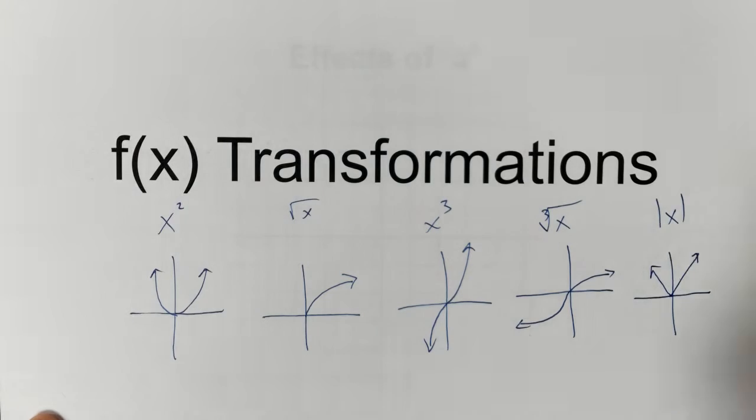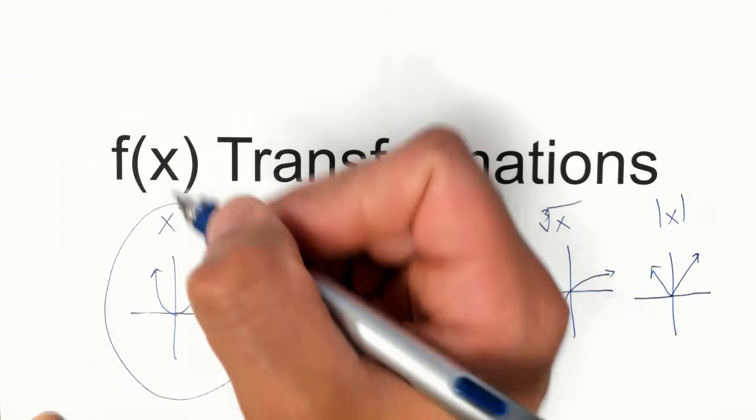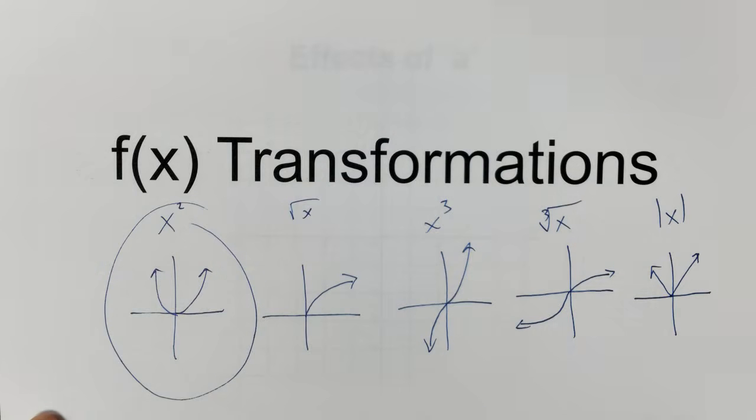So the changes that we talk about today will be primarily for this one, the general function of a quadratic, which looks like x squared. But just know that these rules are also applicable to all of these other functions or any parent function that we talk about. So let's get right to it.